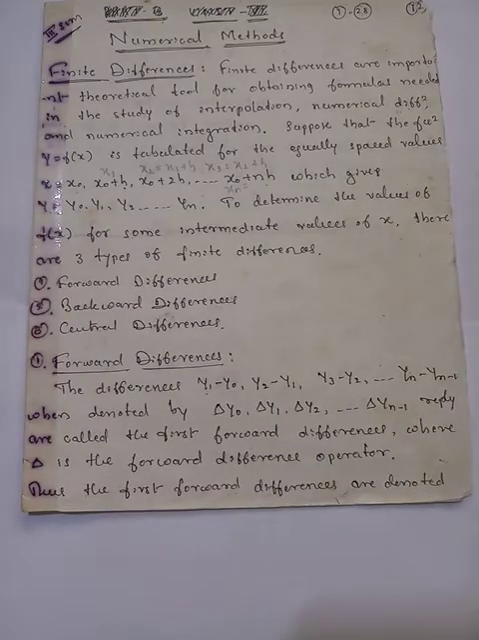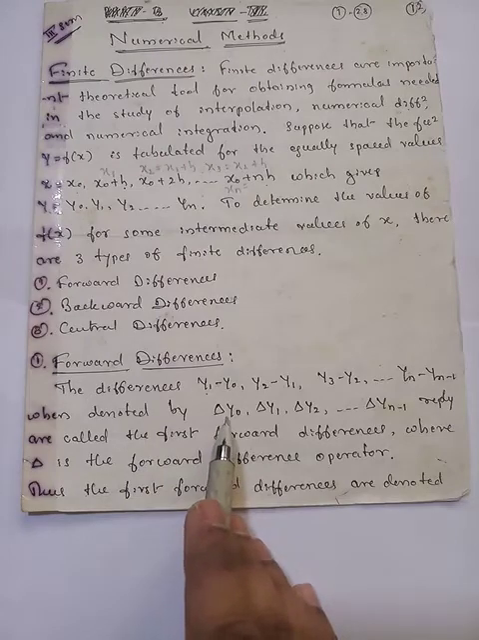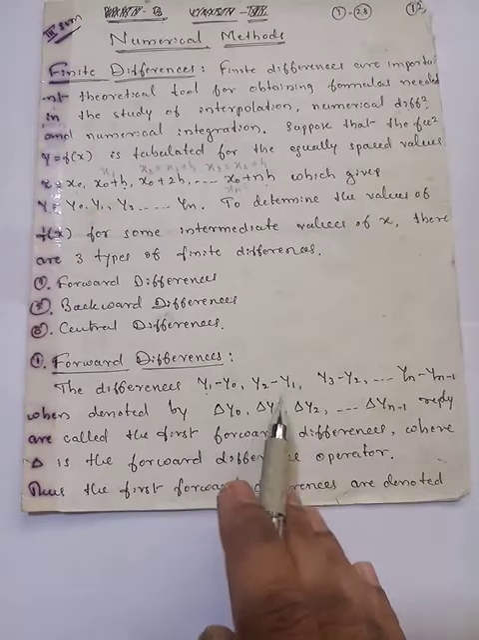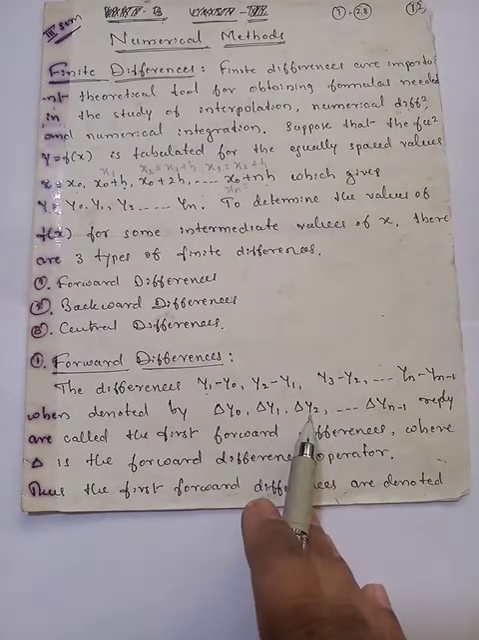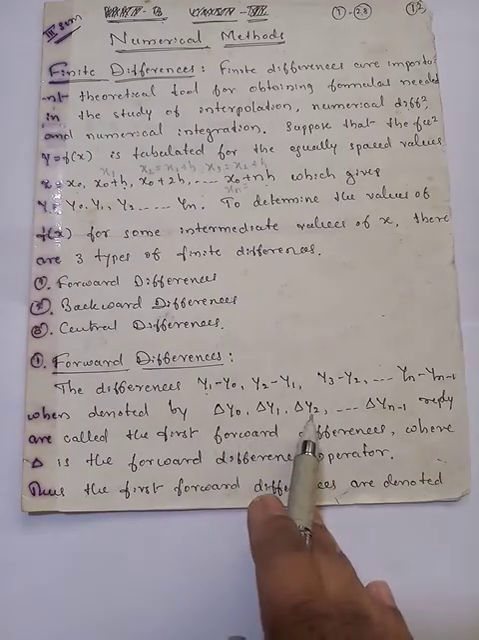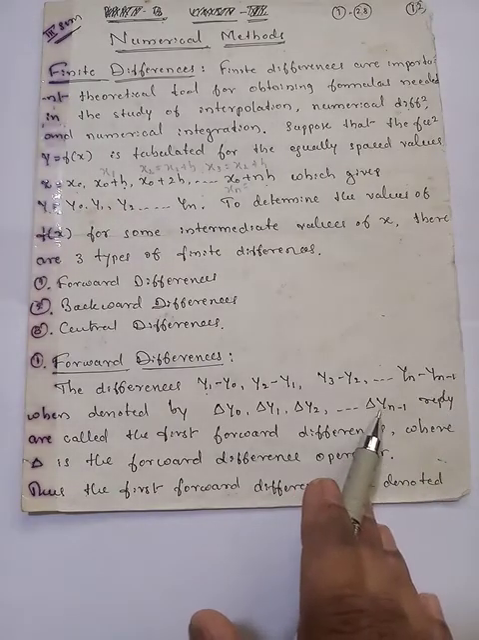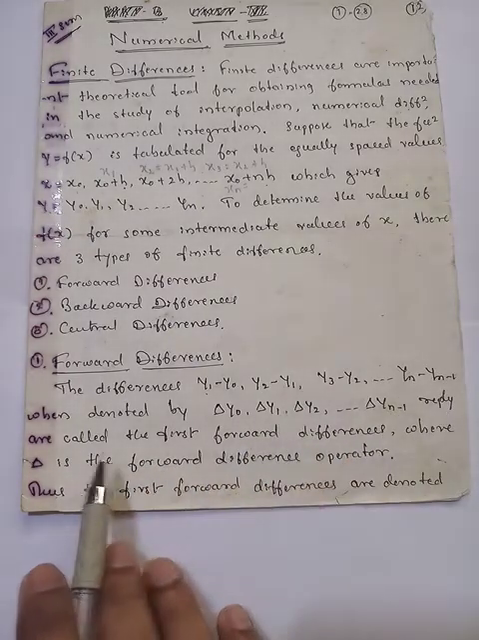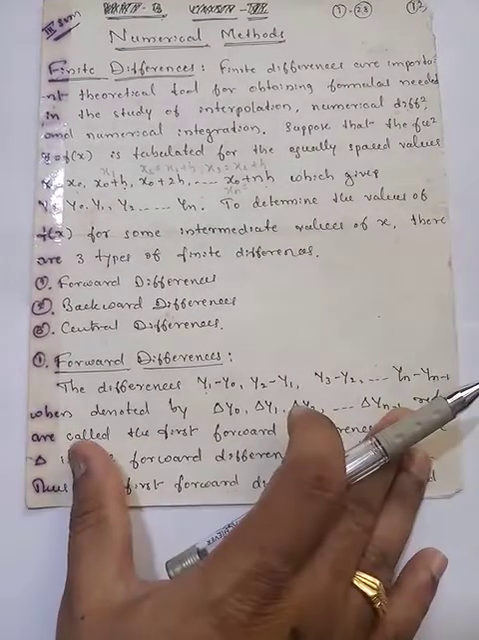And these differences we denote by delta y0 for y1 minus y0, delta y1 for y2 minus y1, and delta y2 for y3 minus y2. So these are the notations here. And yn minus 1 is delta yn minus 1. These are the notations for these differences respectively, and these are called first forward differences.